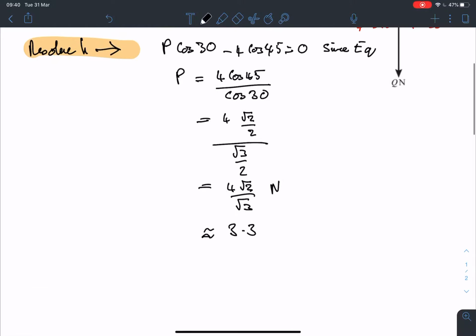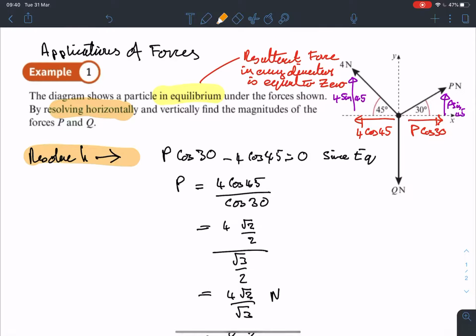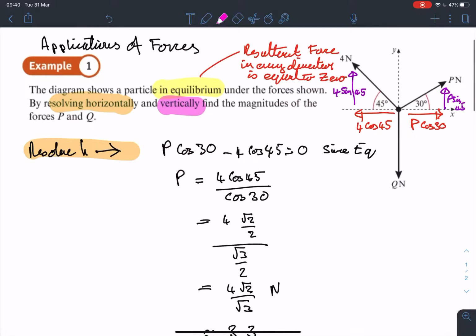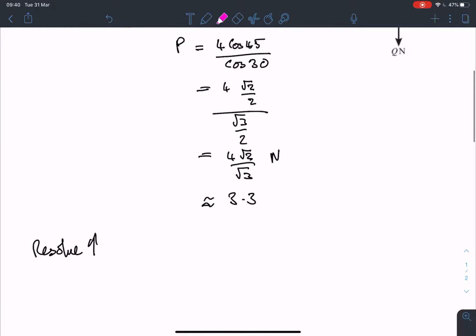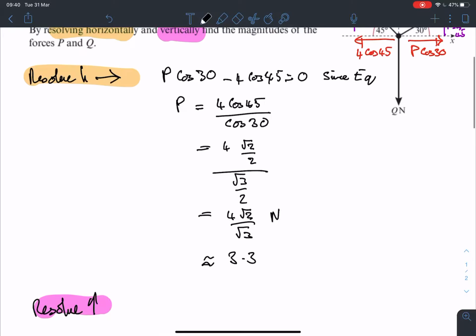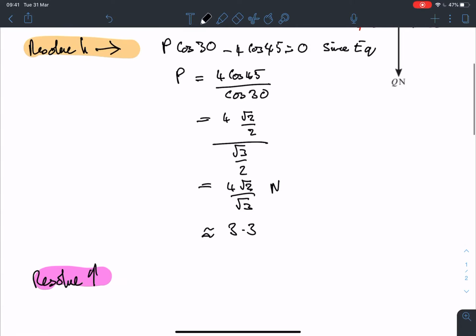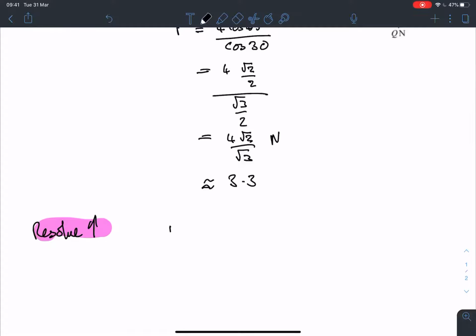Vertically, resolve vertically. Yeah, and again we've been told what to do in the question here, but we should have known that anyway, even if it hadn't been mentioned. So we're going to resolve vertically. And we need to go back to our diagram to look at that. So we've got vertically P sine 30.